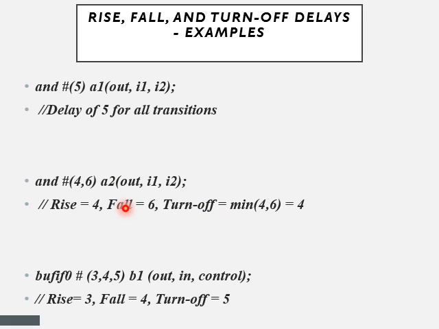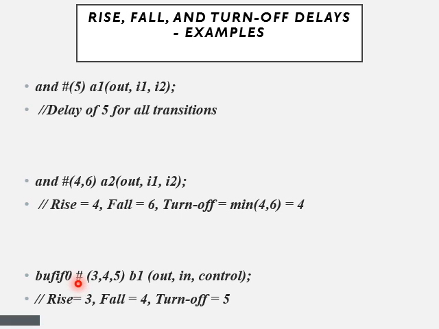The last example is by specifying all the delays. Here we have taken the example of bufif0. Remember bufif0 has three terminals: output, input and a control signal. When control is 0 only, input will be transmitted to the output. If control is inactive, that is if control is 1, then the output will be in the high impedance state.